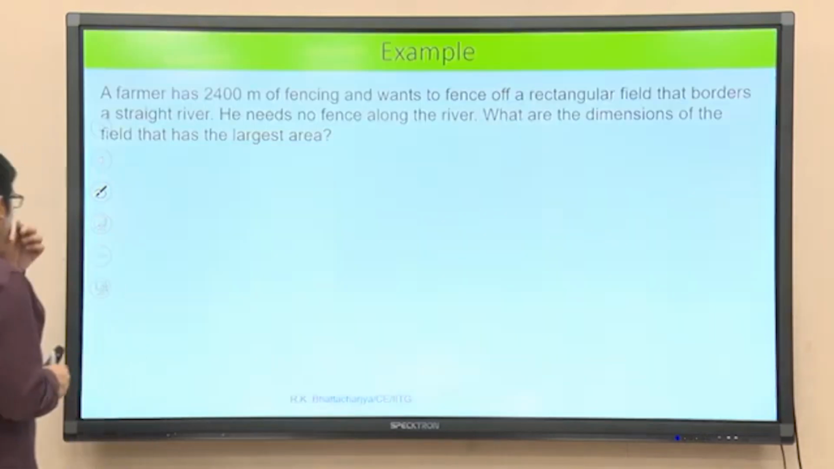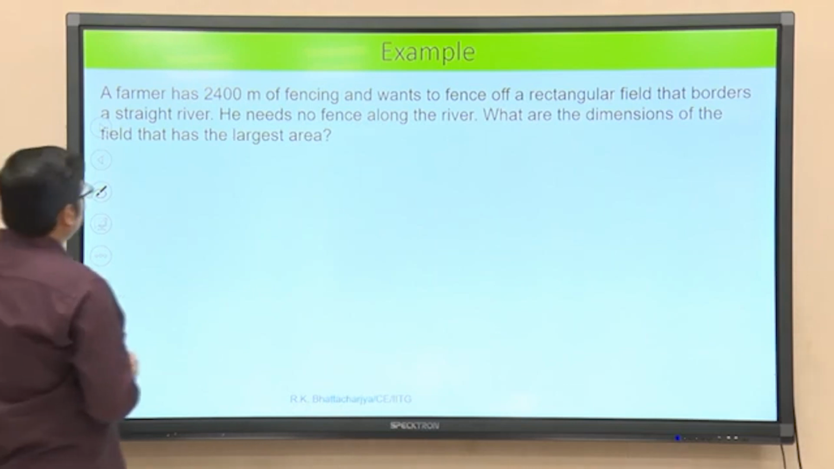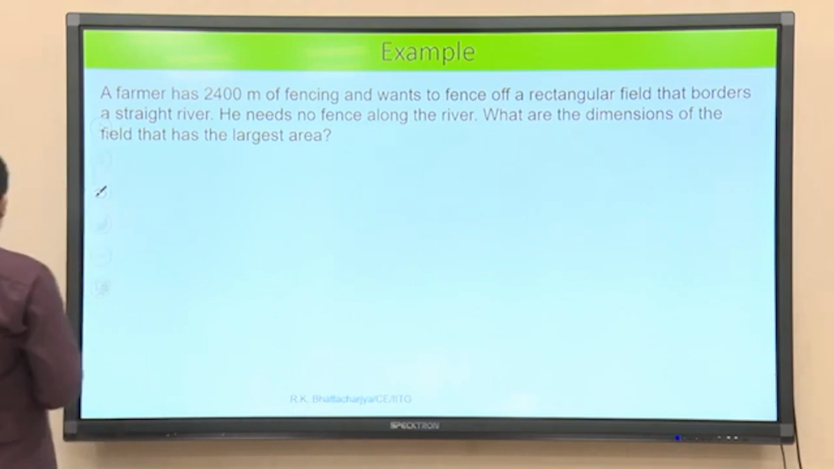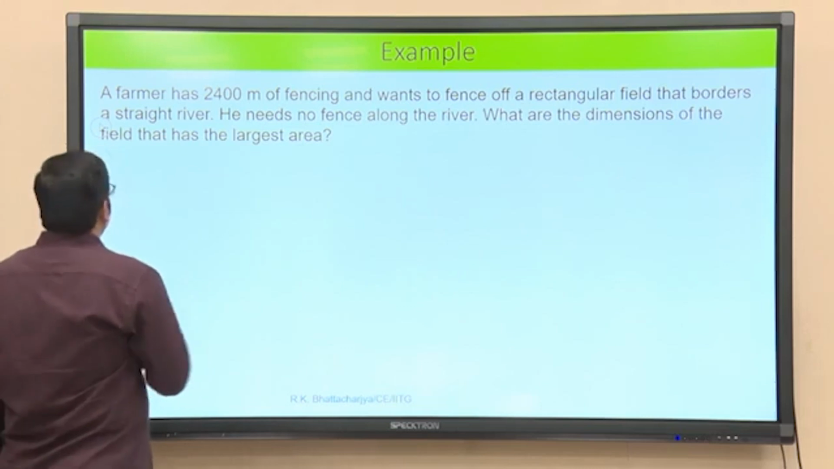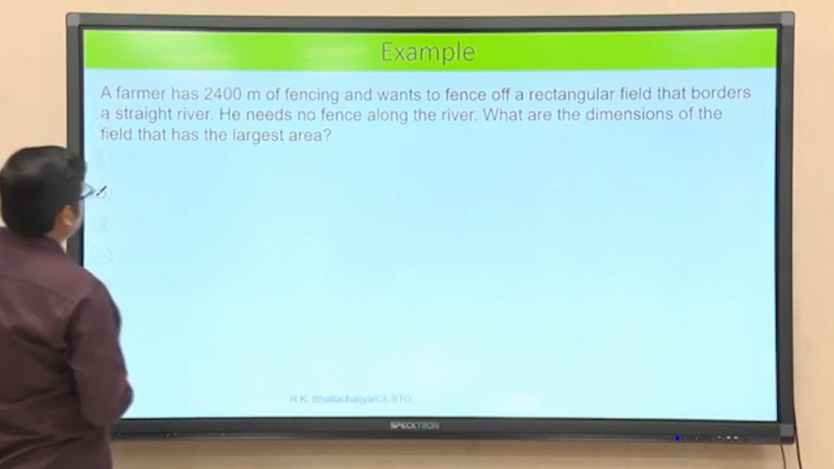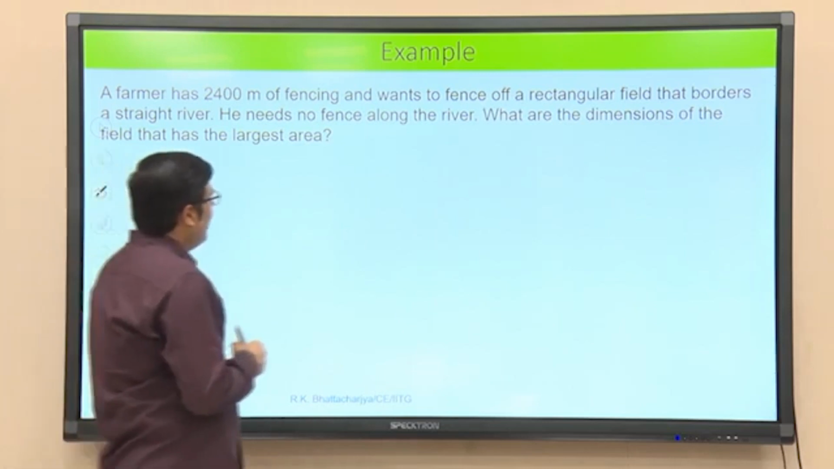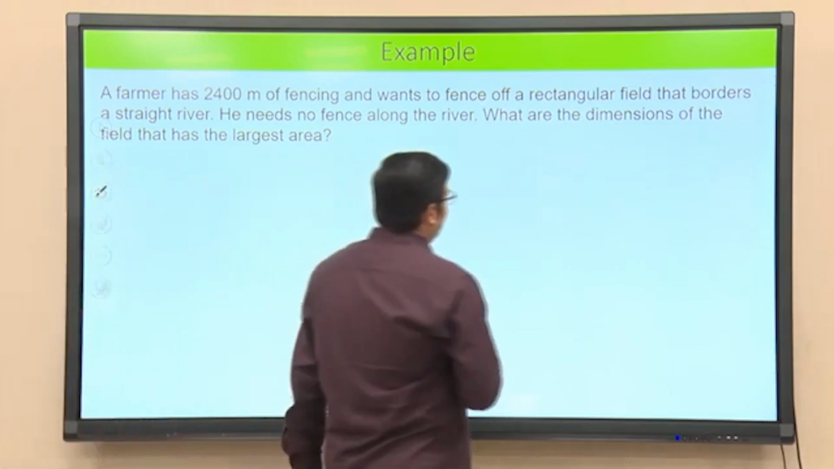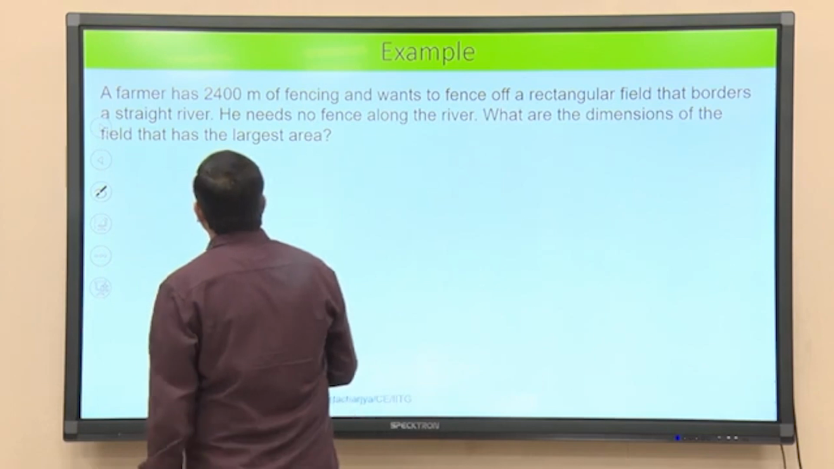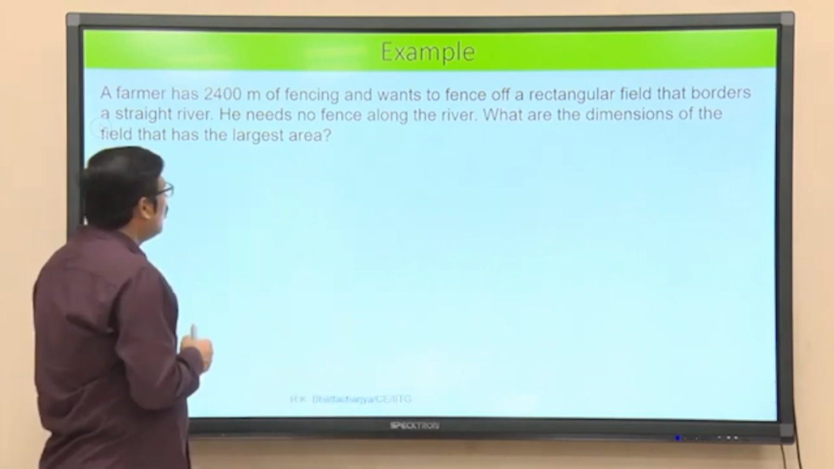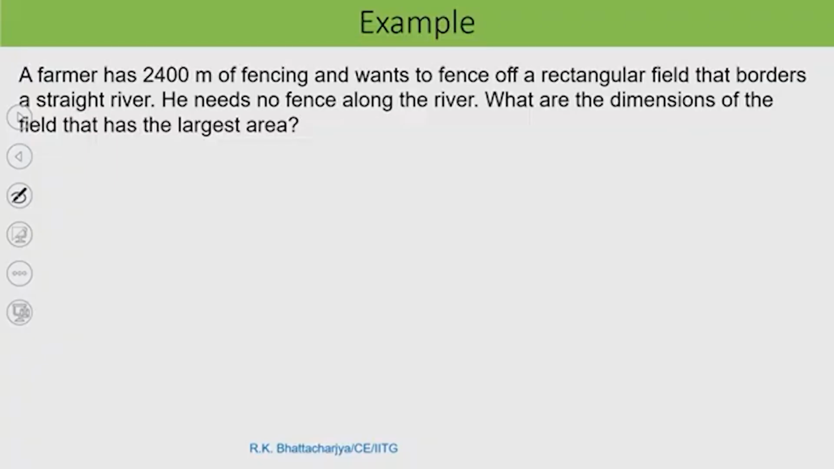Now, let us take an example problem. So, this is a simple example problem. A farmer has 2400 meter of fencing, and wants to fence a rectangular field that borders a straight river. He needs no fence along the river. What are the dimensions of the field that has the largest area?